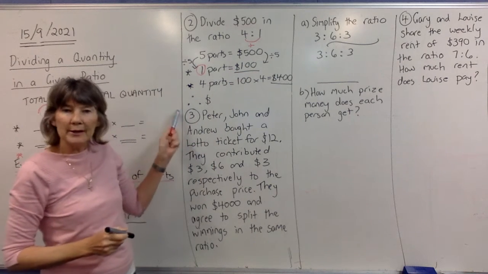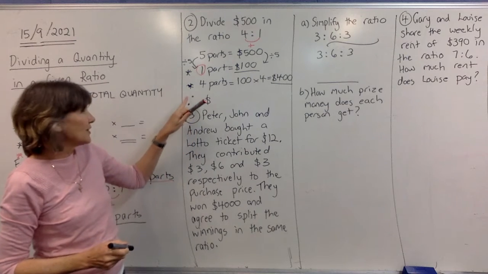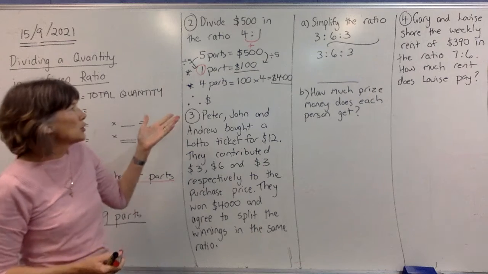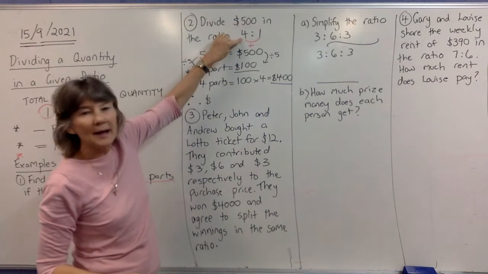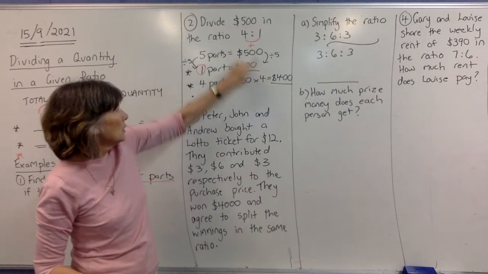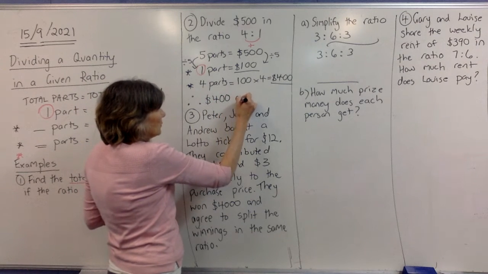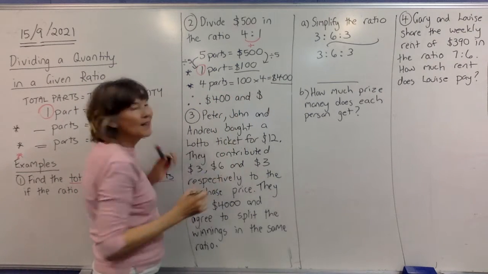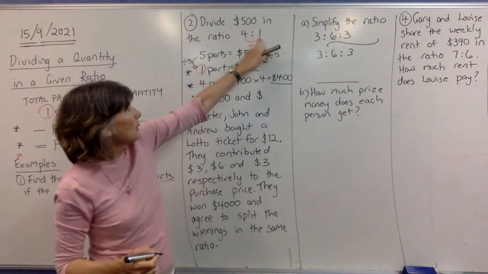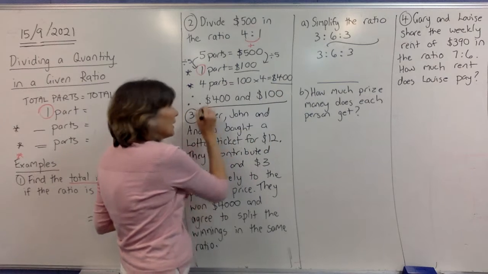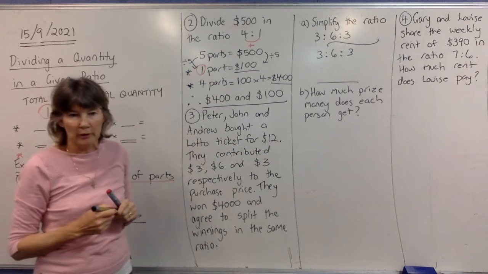Okay, so now we're going to write our answer down. So I'm doing 3 dots. I've shown you this before. That means therefore. So we're going to conclude it now. The answer to our question would be the 4 parts amount has to be first. So that's $400. And then we write and. The second amount of money is the 1 part, and that was $100. So that is your answer to your question.